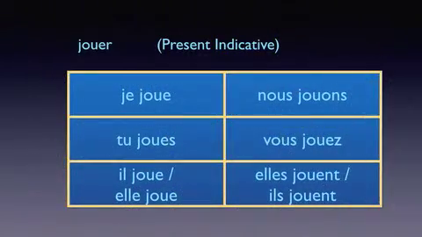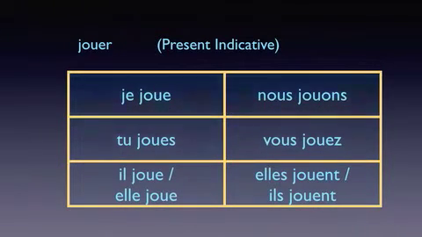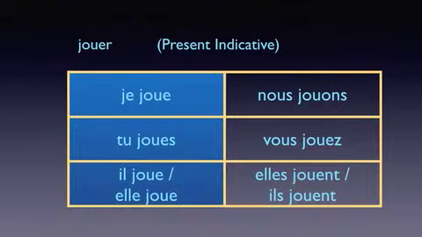Notice that there are 6 conjugated forms of the verb. I play, you play, he plays, she plays, we play, you play, and they play. These 6 forms are arranged in 2 columns, singular and plural. The singular column groups singular subjects of the verb together.